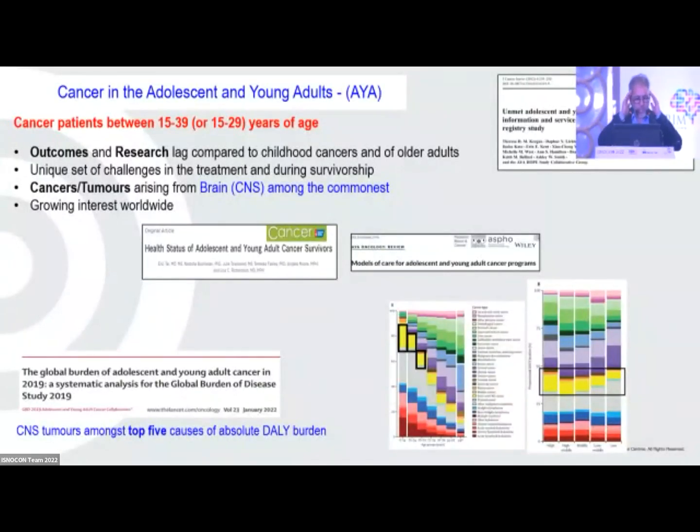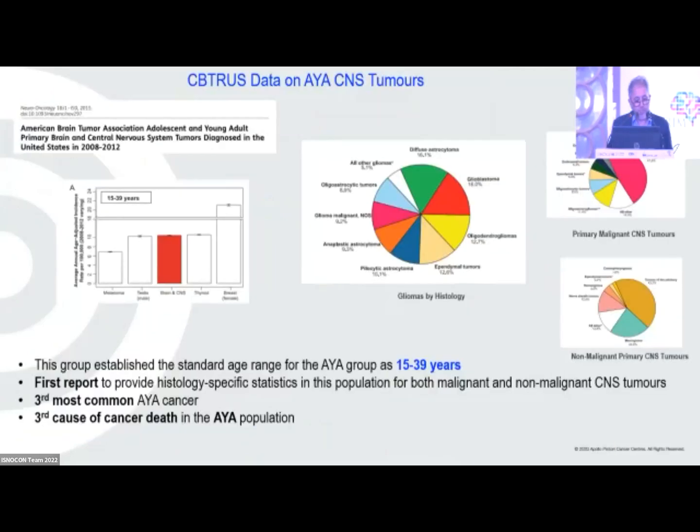as has been already told, the AYA population does represent a very significant chunk of brain tumor patients. And unfortunately, as compared to pediatric and adults, the research and the outcomes are a little bit lagging behind, not only in the CNS, but in general. And therefore, for the last few years, there has been an amazing interest in the AYA population worldwide, including CNS. The Central Brain Tumor Registry of the United States, when they published this data a few years ago, that really piqued the interest throughout the world.